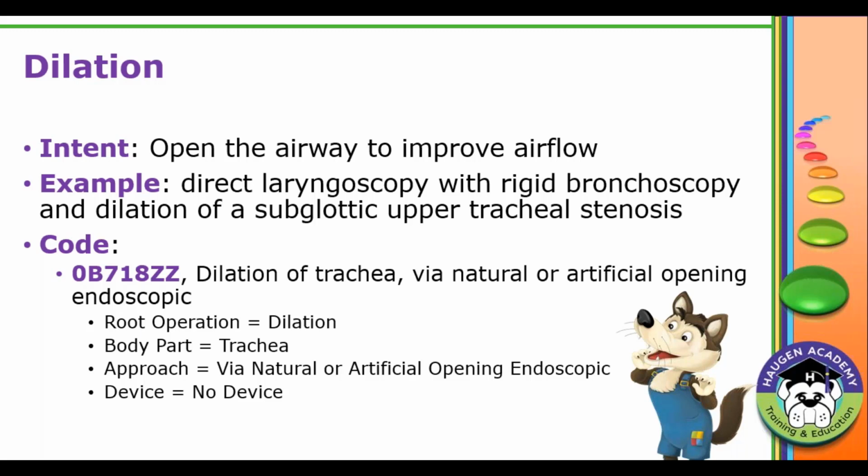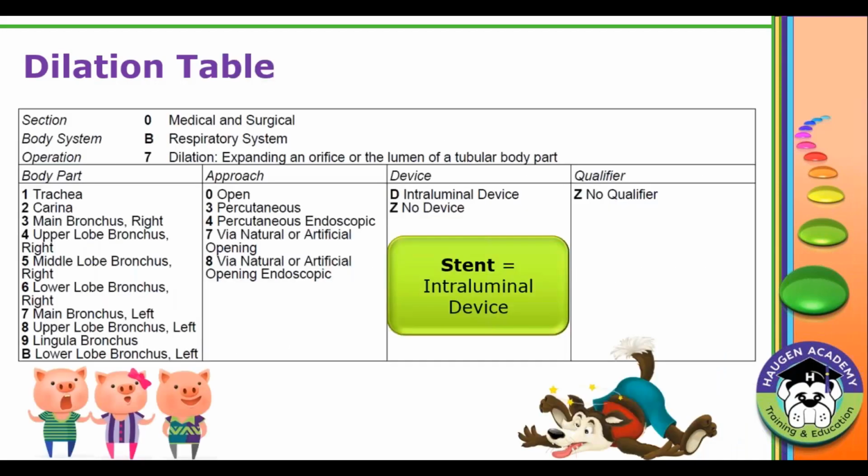The example here is direct laryngoscopy with rigid bronchoscopy and dilation of a subglottic upper tracheal stenosis. And that codes to dilation of the trachea. Again, root operation dilation, body part trachea, our approach always being 8 for the natural or artificial opening endoscopic, and no device because this was a balloon dilation. I think this was a balloon dilation, and nothing was left in place.